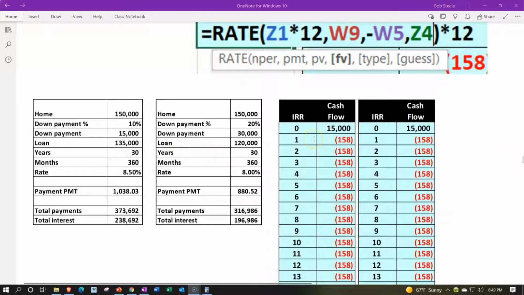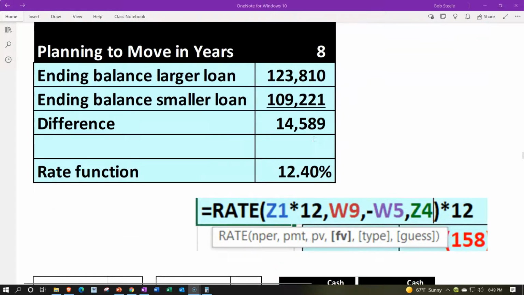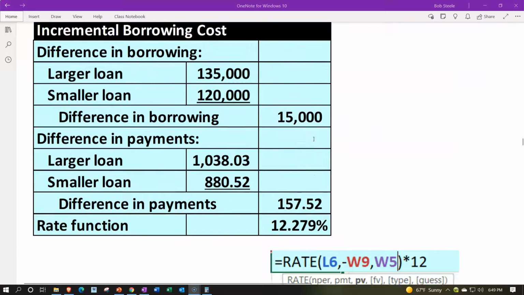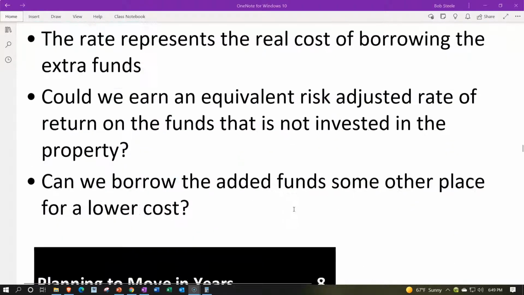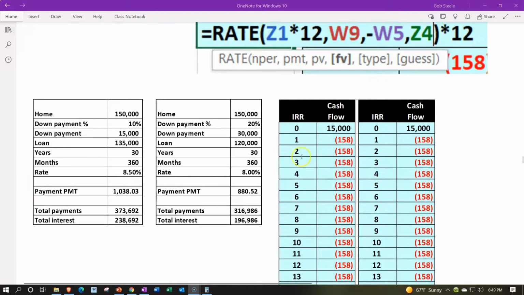We had the 158 then being the difference in the payments that we calculated up top, which was up here. So that's about 158 about. It's rounded to the pennies there. You could think about this cash flow a couple different ways. You could say, well, if I go from a $135,000 loan down to a $120,000 loan, then it would be like a 15,000 difference on the positive, and we would then have to pay an extra 158 basically per payment.